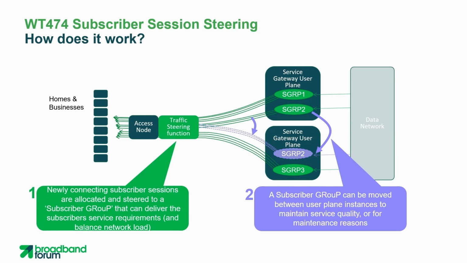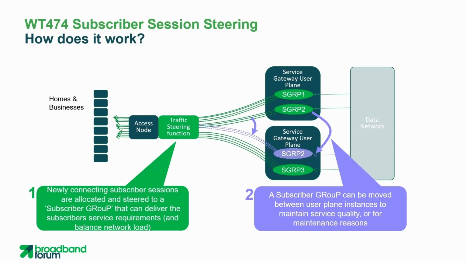Labeled with a 1 on the diagram, when a subscriber initially connects to the broadband network, their session is allocated to a subscriber group based upon policy and profile of that customer. Then they're dynamically steered to the user plane that supports this subscriber group. A subscriber group is really just a set of subscriber sessions that all share the same service and quality needs and can therefore be moved around the network as one entity.